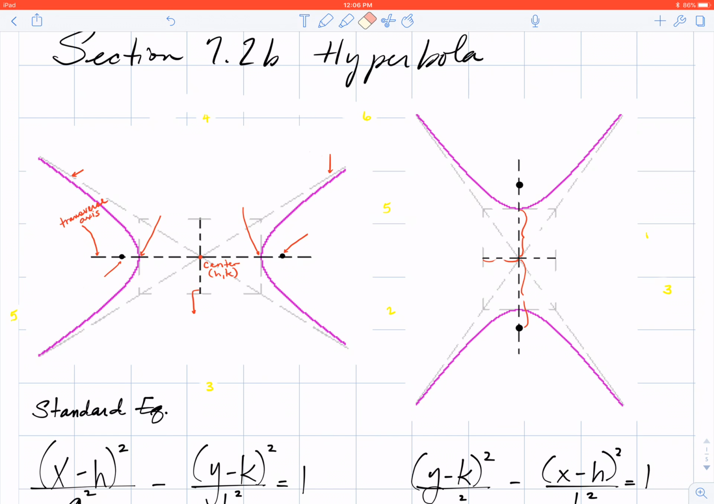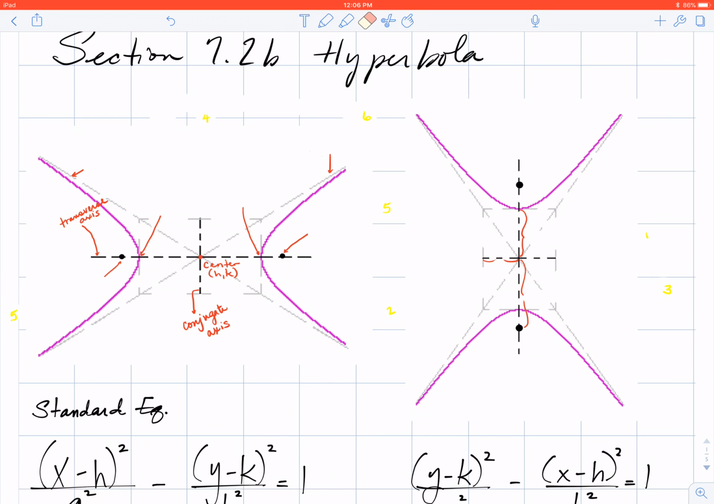The other axis is going to be called the conjugate axis, and it's the one that doesn't even touch my two pieces of my hyperbola. The transverse axis cuts straight through the middle of the two pieces of my hyperbola. The conjugate axis goes in between them, never touching the actual hyperbola graph.